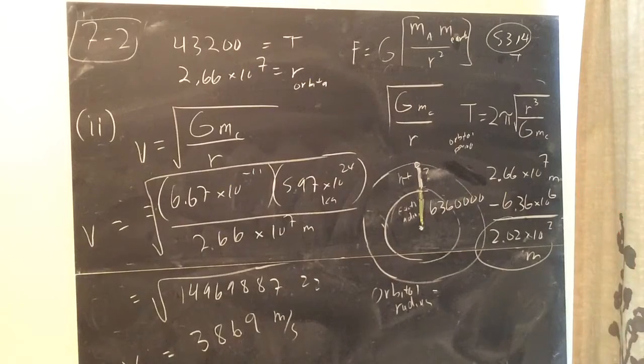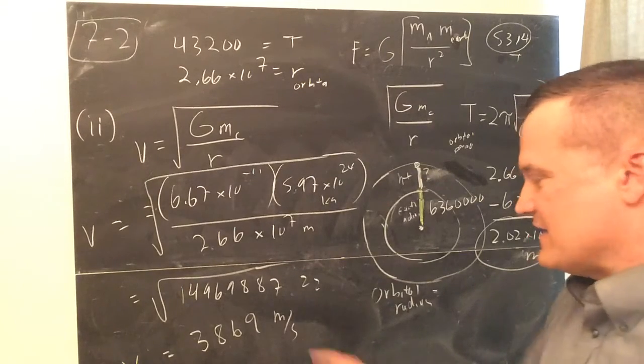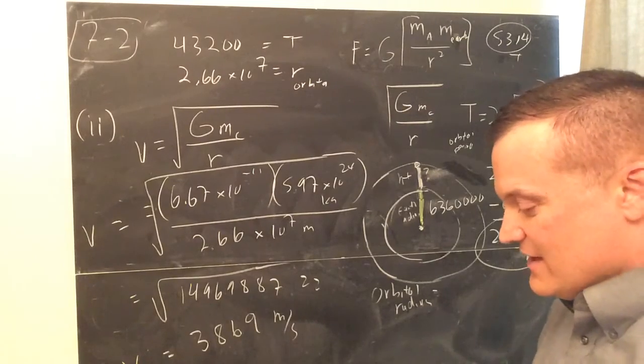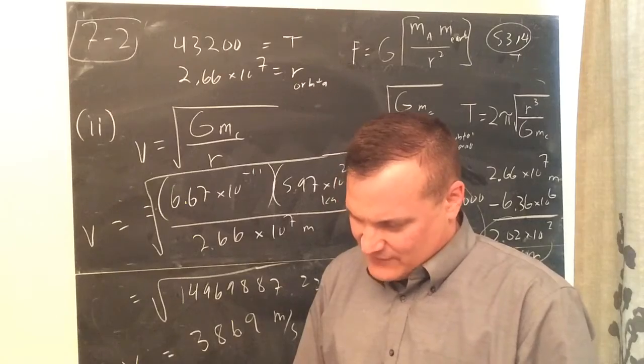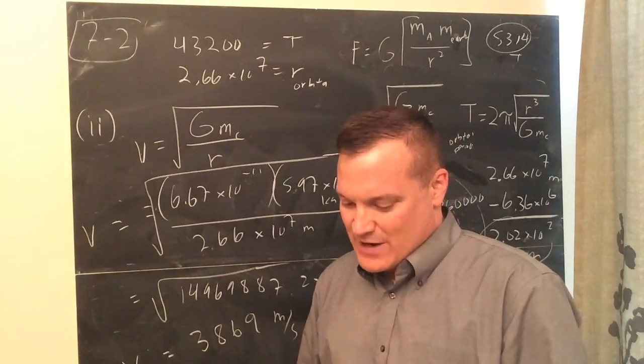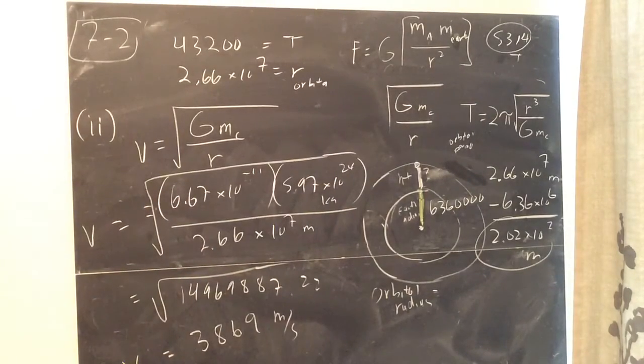There it is. Let me double check it. 6.67 to the negative 11 times... Yeah, 3869 meters per second. That's your orbital velocity right there. And I might have told you wrong about the miles per hour. We'll do that in class, when I go over these with the Earth's velocity.